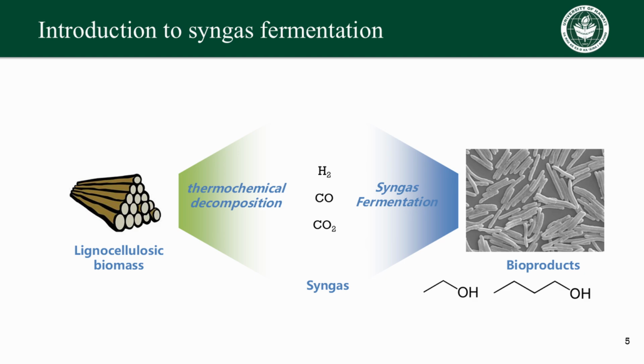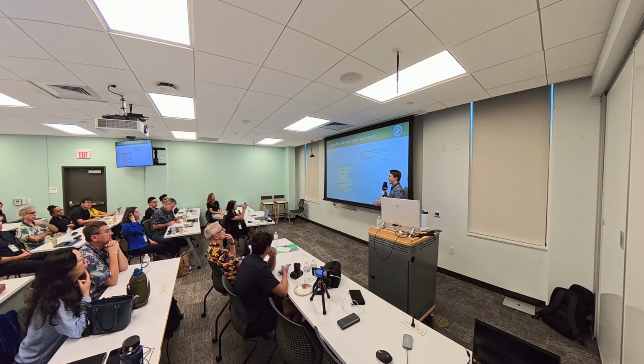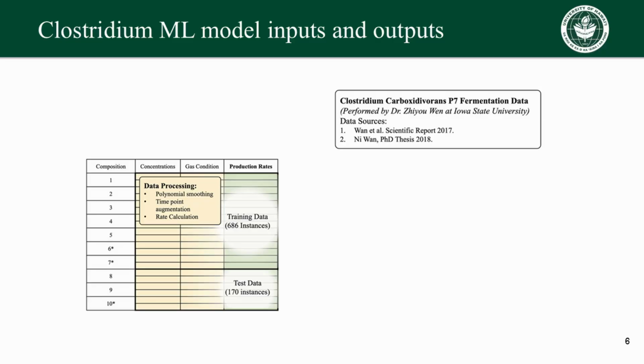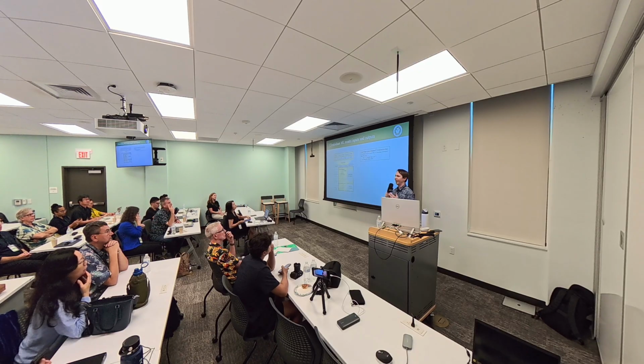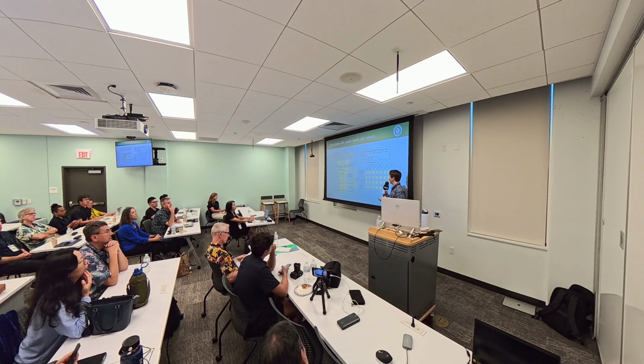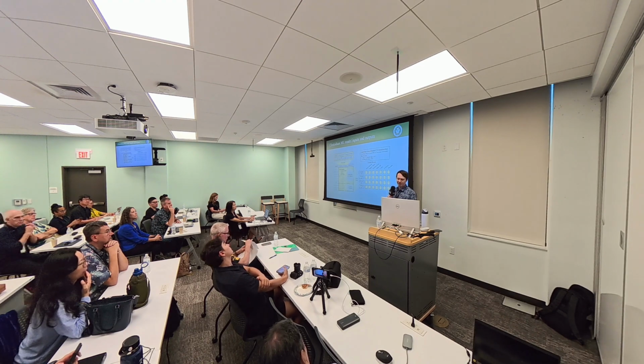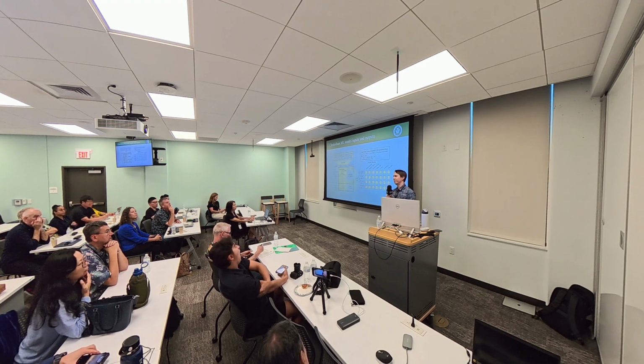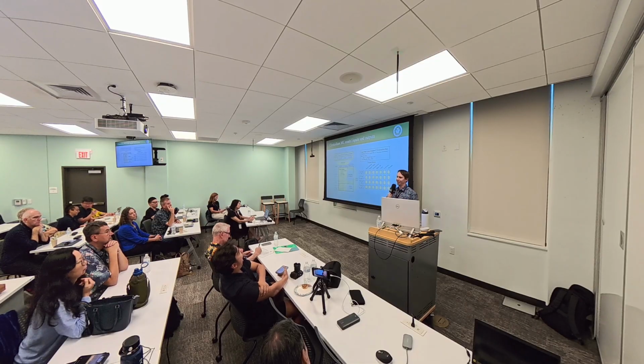So here's the data. We had time course data from 10 different fermentations and 10 different gas compositions. So for the machine learning inputs, we used the current concentration of the 4 different products: ethanol, acetate, butanol, and butyrate, and the gases composition. And we use those to predict the production rates of acetate, ethanol, butyrate, and butanol. And the data was split into training and testing data, so that there wouldn't be showing the machine learning models the answers.